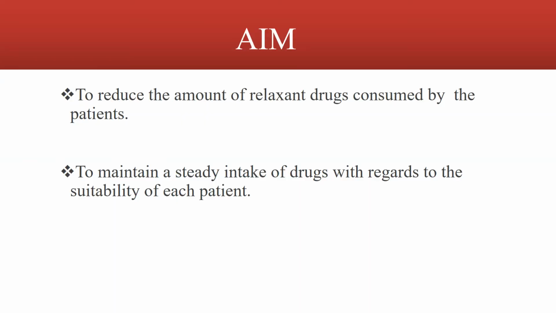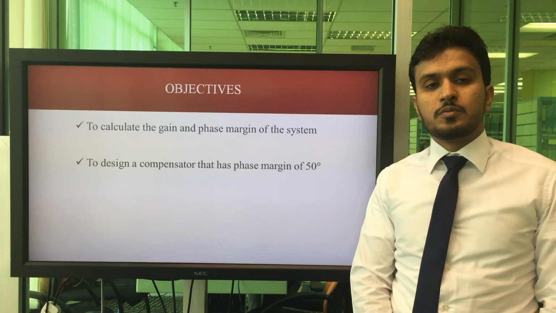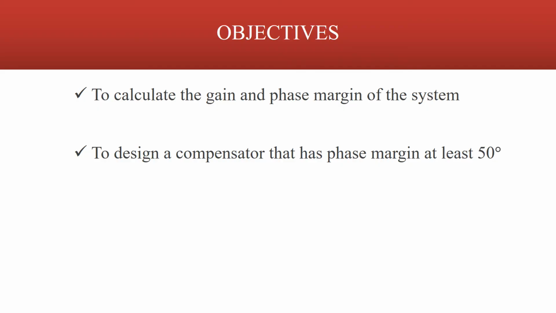Aims of our project. To reduce the amount of relaxant drugs consumed by the patients, and to maintain a steady intake of drugs with regards to the suitability of each patient. Objectives. To calculate the gain and phase margin of the system. To design a compensator that has phase margin of at least 50 degrees.